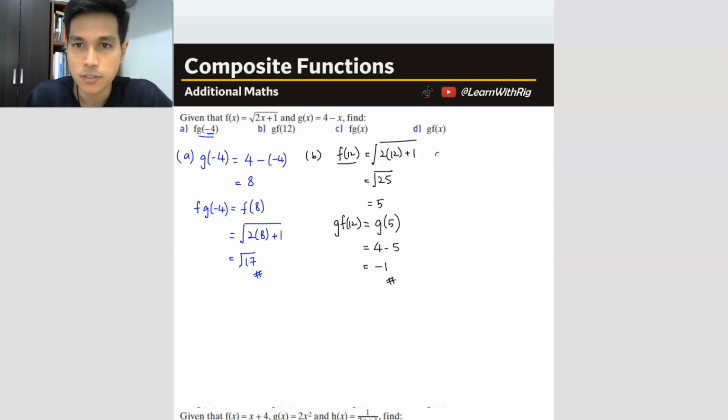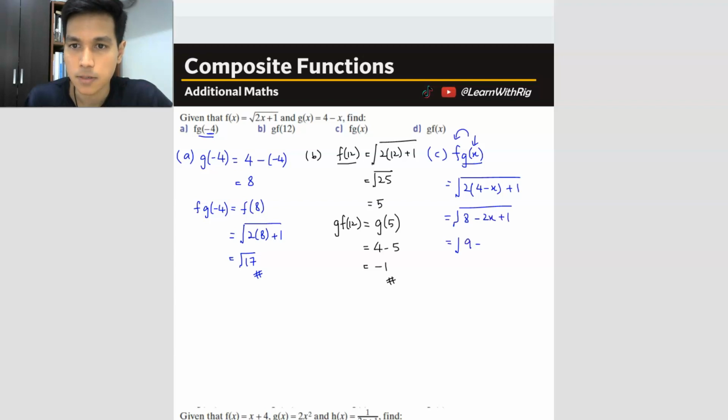Okay. Question C. Now there is no input, right? There is no x value here. So we have to take g(x) and substitute it as input into f(x). f(x) is 2 times x, but now the x here, you have to write the g function, then plus 1. So you get 8 minus 2x plus 1. So your answer is 9 minus 2x.